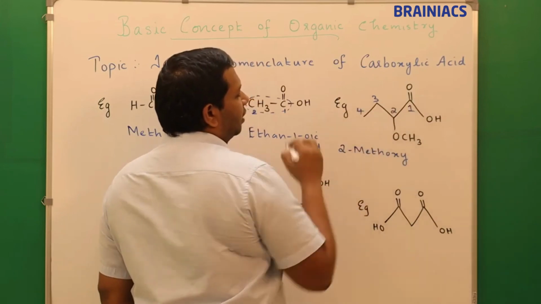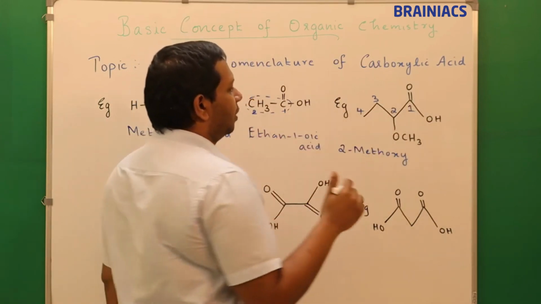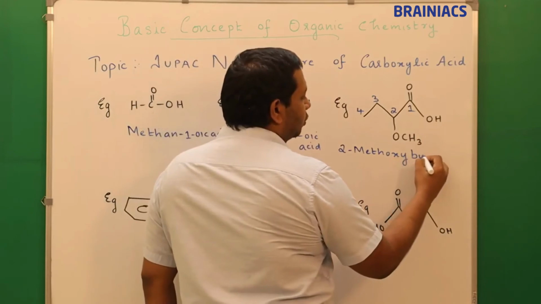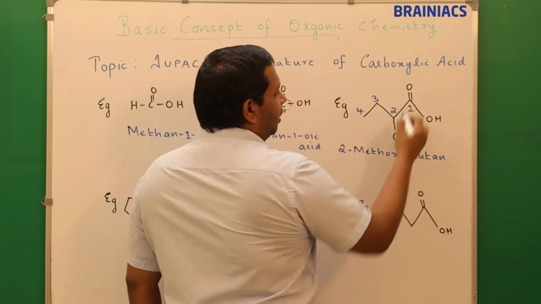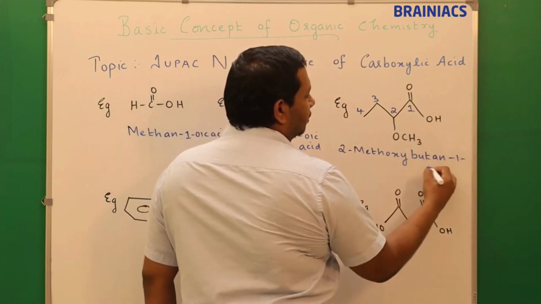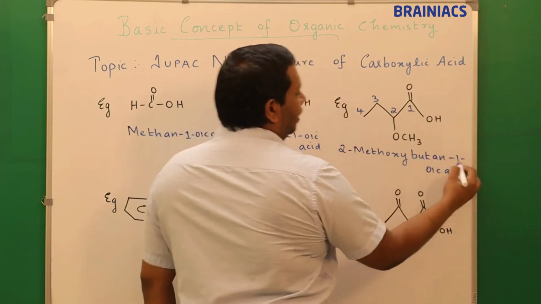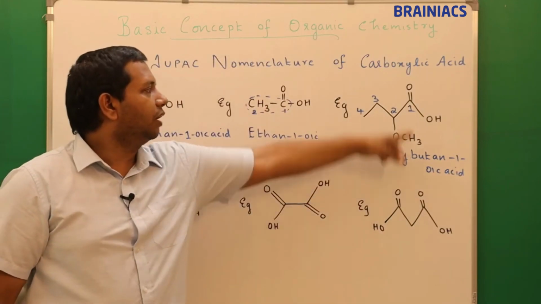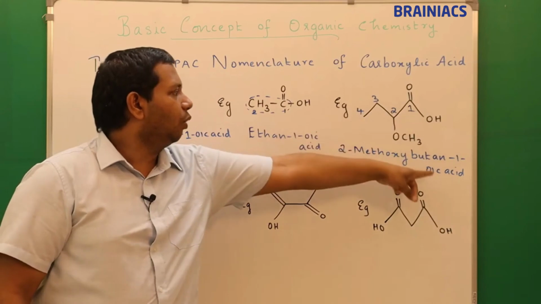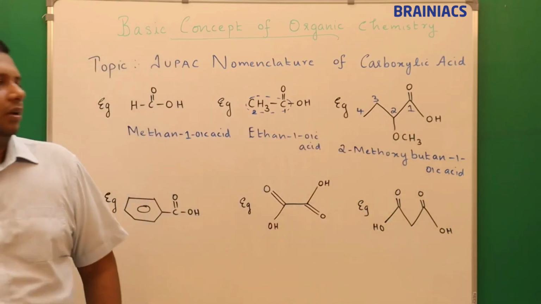2-methoxy. How many carbon atoms are there in the parent chain? 4 carbon atoms. So I can say but, 2-methoxy, but. All are connected through single bond. So I can say butane. Then at the first position there is oic acid. So I can say 2-methoxybutane 1-oic acid. Understood?